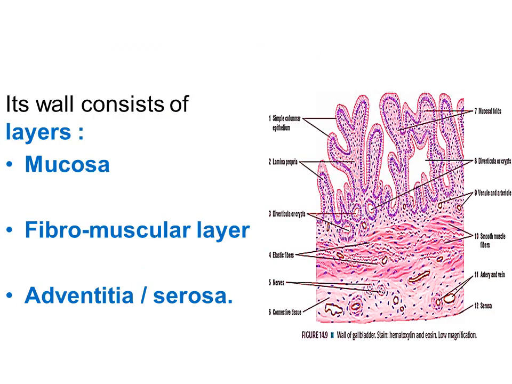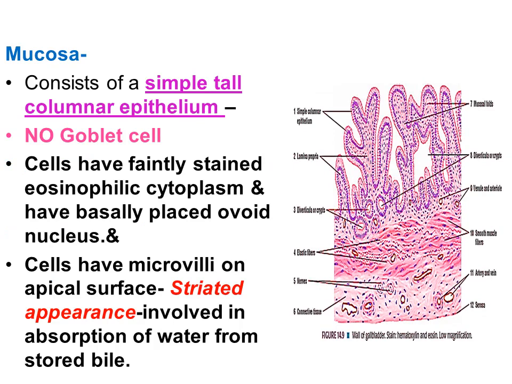The wall of gallbladder is consisting of following layers, which are the mucosa, the fibromuscular layer and the adventitia or the serosa. Now the mucosa is different from the rest of the GIT as the muscularis mucosae is absent in this tissue. The mucosa is consisting of epithelium and the lamina propria.